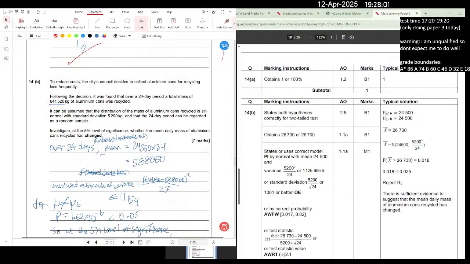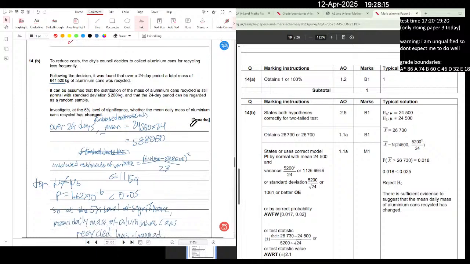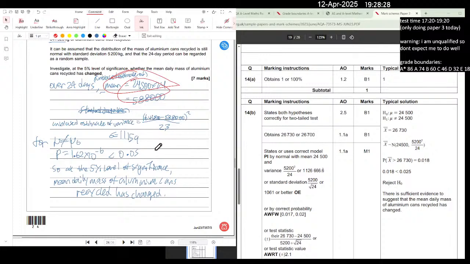Oh, so this is the hypothesis testing. States both hypotheses correctly for two-tailed tests. 24.5k. Yeah, okay, I did not do that. Forgot about that. 26730 is a new mean. I did what? Oh, oops. What the hell was this? What the hell was I doing here?